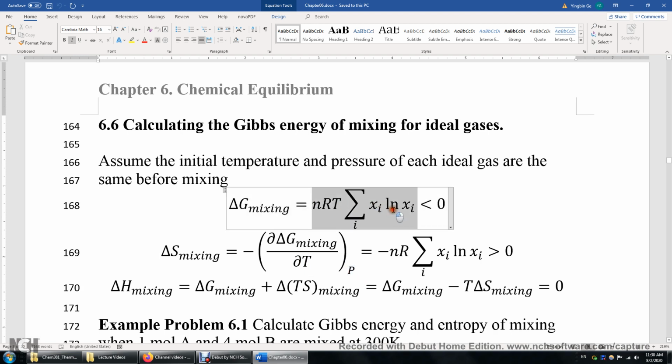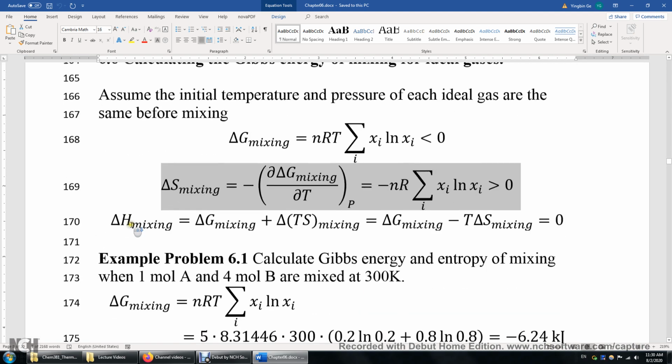So you can just plug in this expression of delta G mixing here, and you will see the result is simply negative nR times the sum of xi times Ln(xi). So look at these two expressions, delta S mixing, delta G mixing. They differ by a factor of negative T. So this entropy of mixing is always greater than 0 because this sum is always negative, and we have one negative sign here.